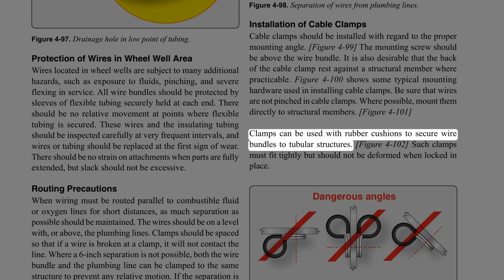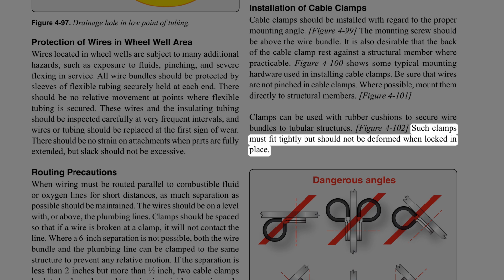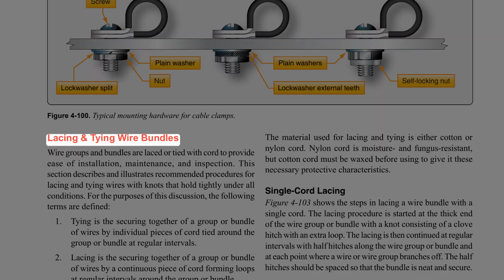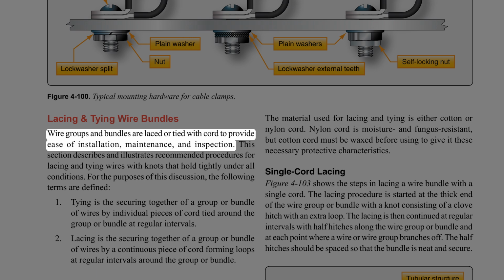Clamps can be used with rubber cushions to secure wire bundles to tubular structures. Such clamps must fit tightly but should not be deformed when locked in place. Lacing and tying wire bundles. Wire groups and bundles are laced or tied with cord to provide ease of installation, maintenance, and inspection.